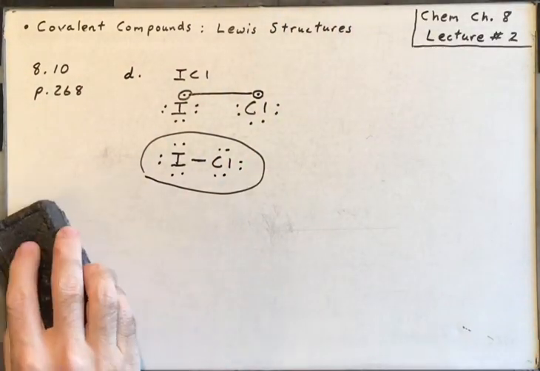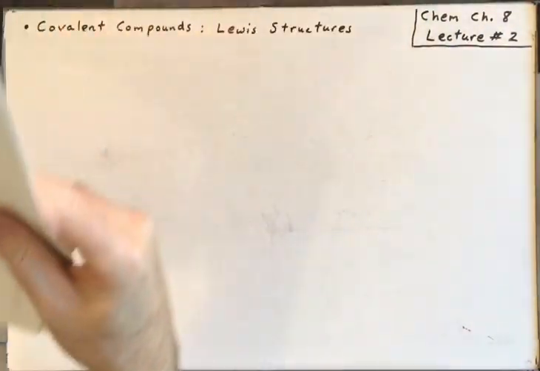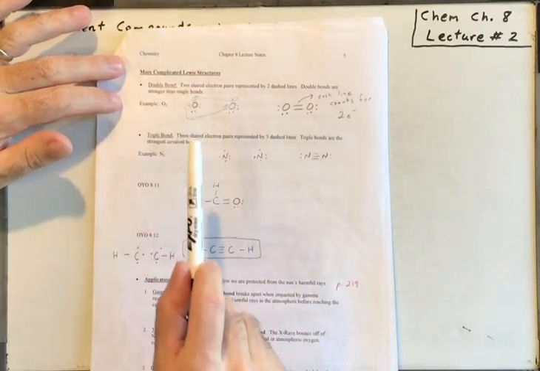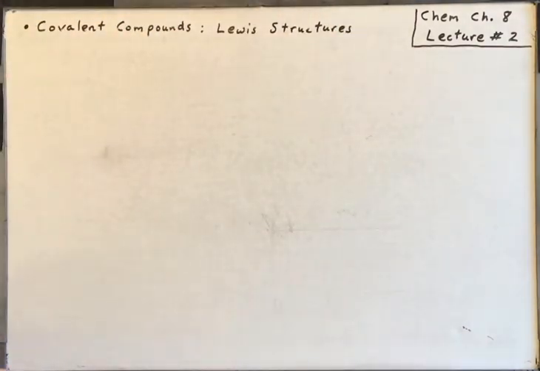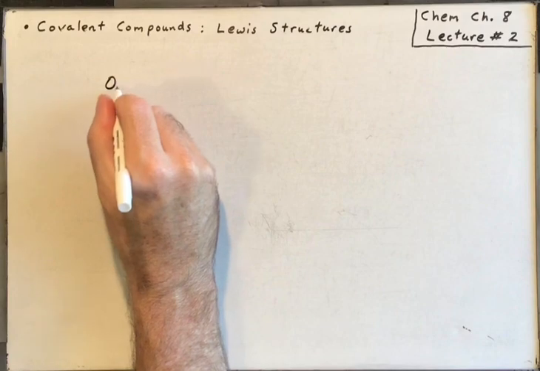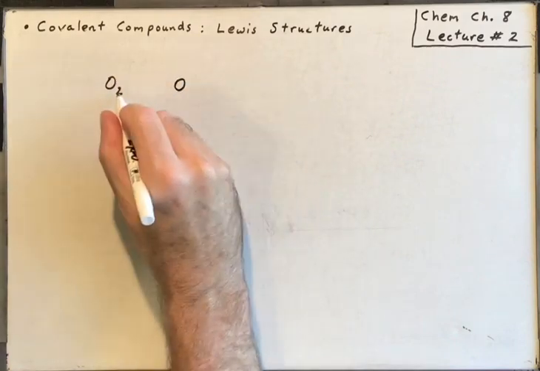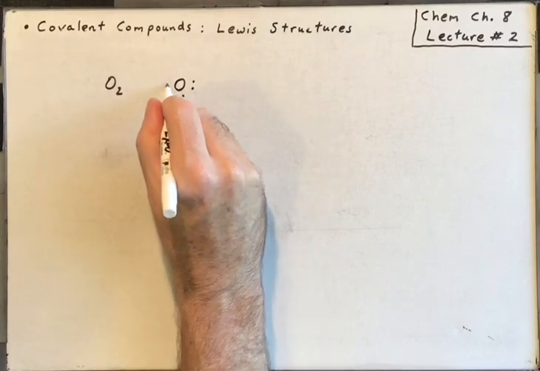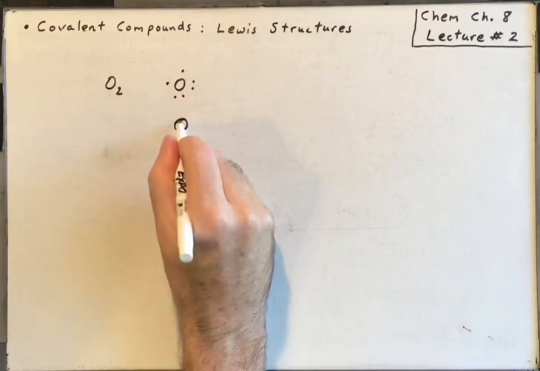All right, so let's move on to the next page in your notes. And this section is called More Complicated Lewis Structures. So we're going to talk about a double bond and a triple bond. Now the most famous double bond is with oxygen. So let's say we have O2. So oxygen, each of these two oxygens, if we were to draw the electron dot diagram, we did one on top of the other here.